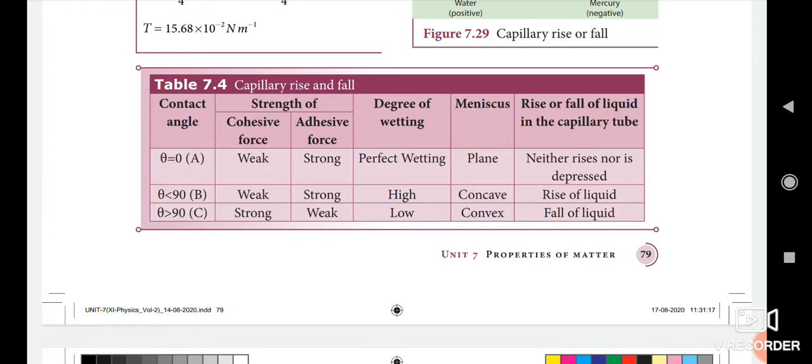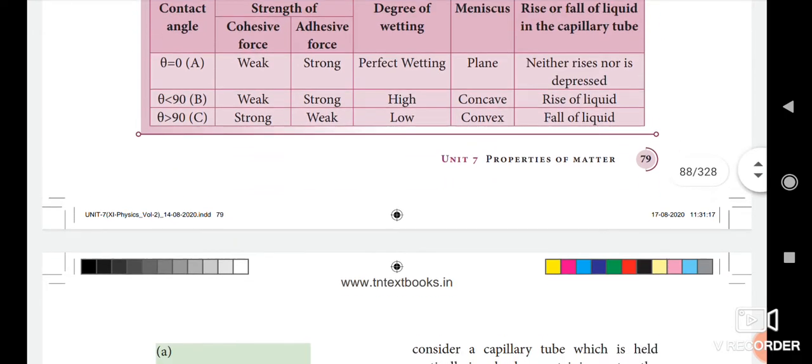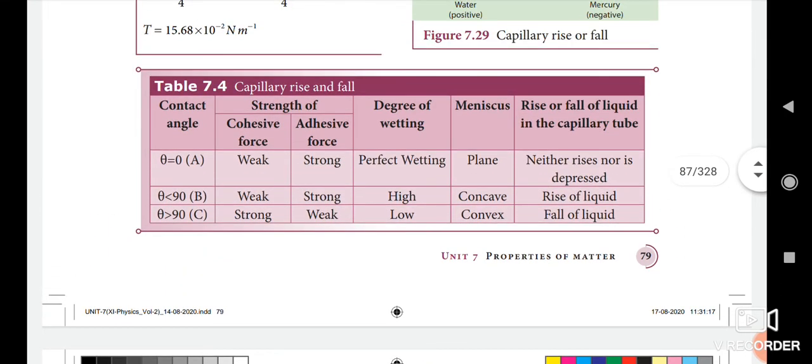Then the degree of wetting. The degree of wetting will be perfect wetting, and the meniscus will be plain. What is meant by meniscus? That is the shape of the liquid, which is called plain here. So the rise or fall of the liquid in the capillary tube is neither rise nor depression.